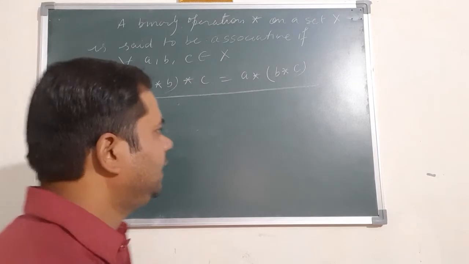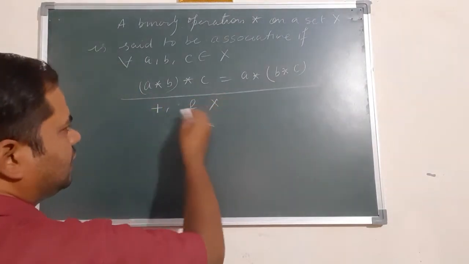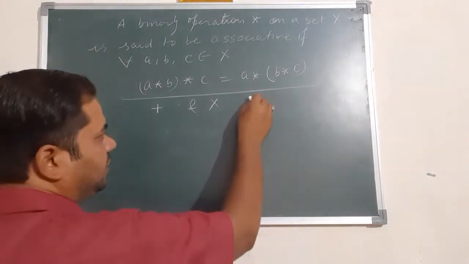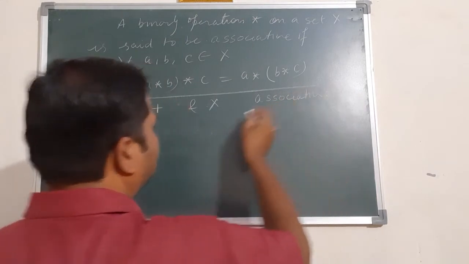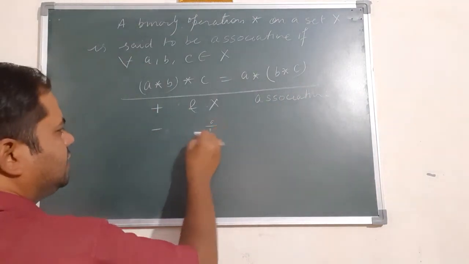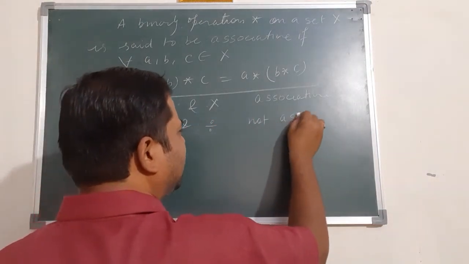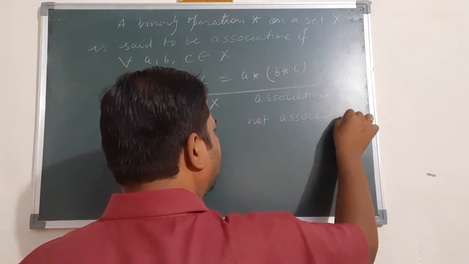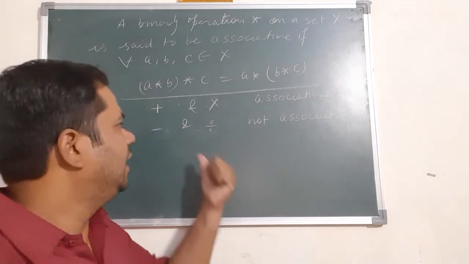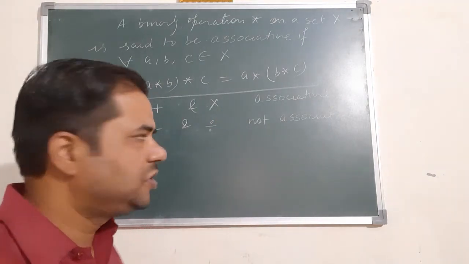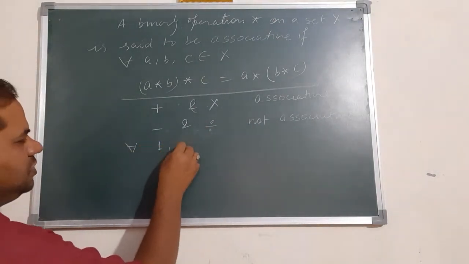Okay, if we look again, plus and multiplication are associative, but minus and division are not associative. Why? Again, you see why these are not associative and plus and multiplication are associative. Simply, you can take any numbers, for example.